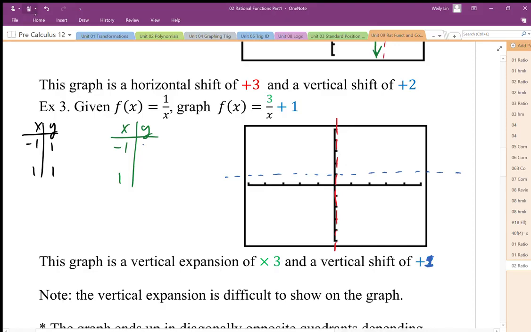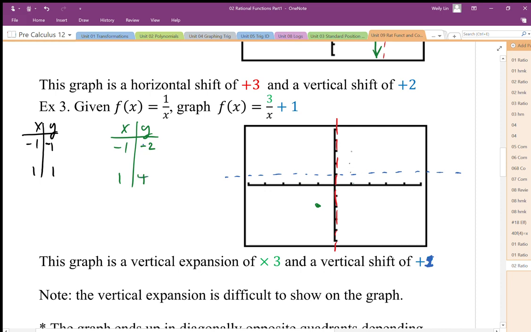Sorry, this should have been -1. So ×3 + 1 is going to give us -2. And ×3 + 1 gives us +1. So there are my references. At -1, I'm going to go 2 down. So a point right there. And 1 over and 4 up.